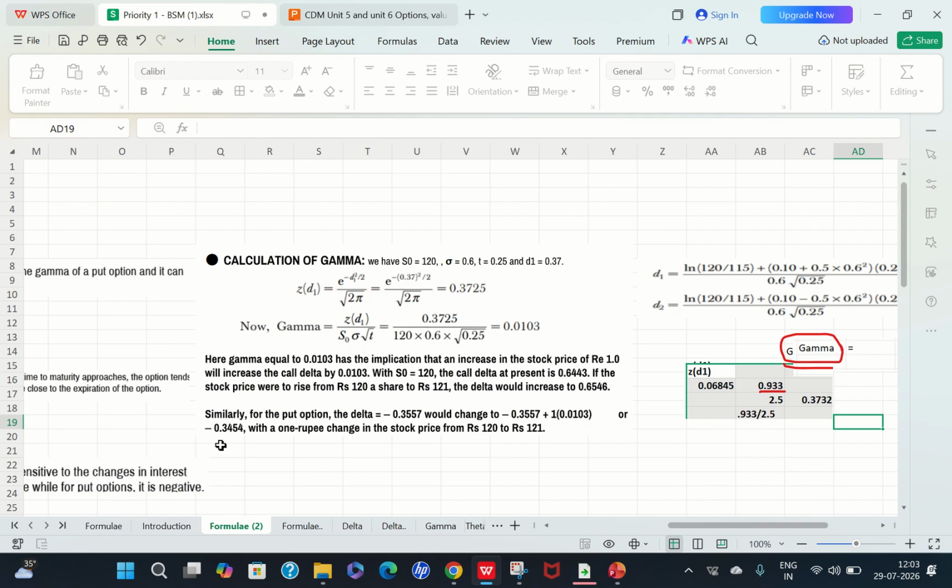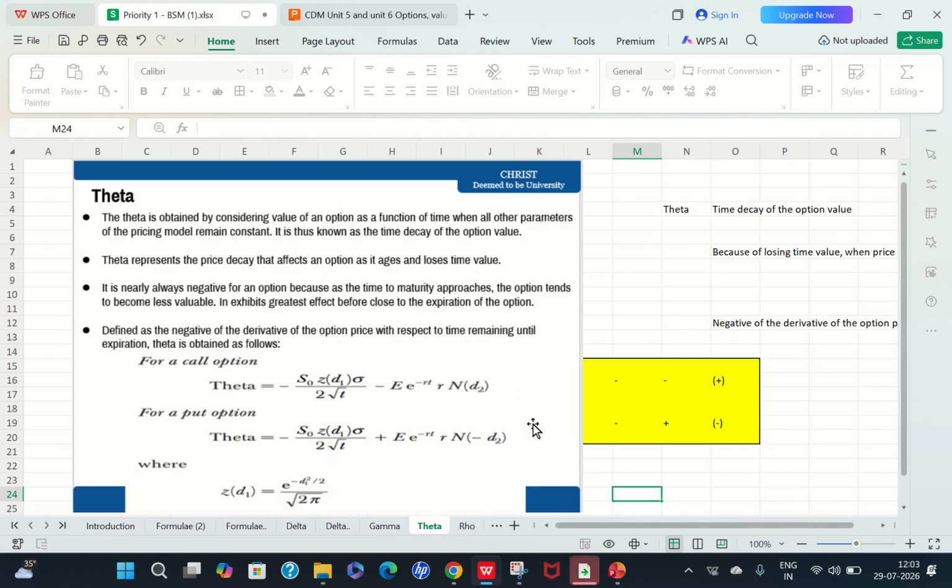Remember always, for gamma, your delta should always be taken into consideration. Only then your interpretation will be correct. So this is all about gamma. Yeah. So next we have completed delta, gamma. Now we are going to go to theta.